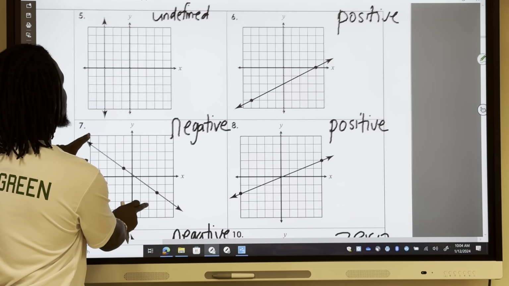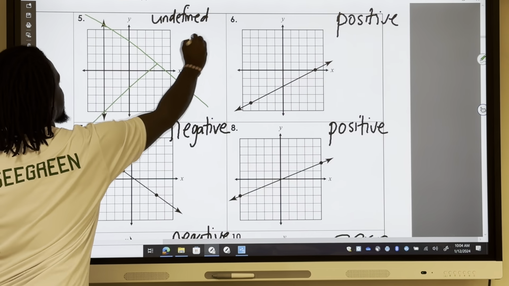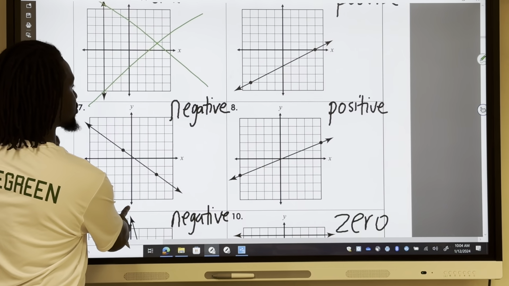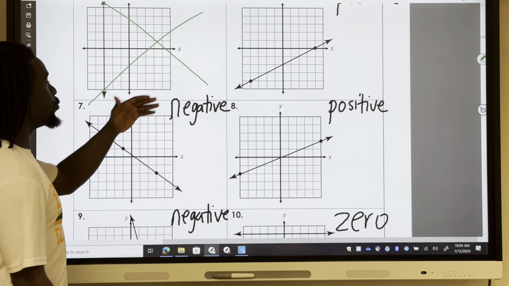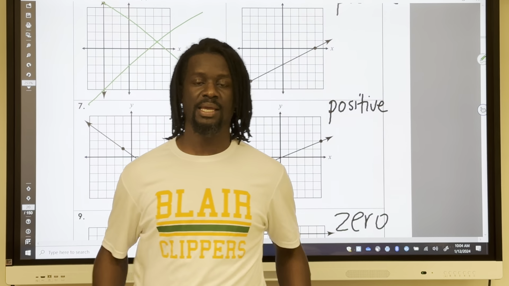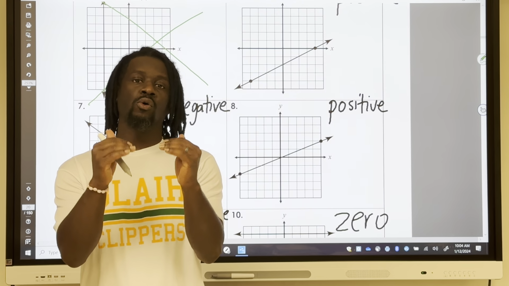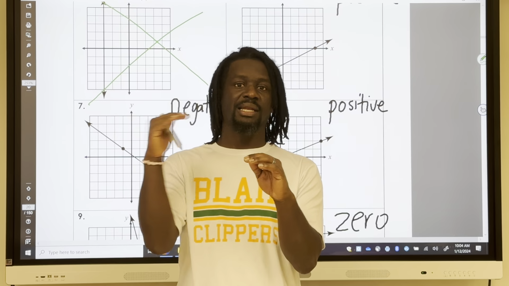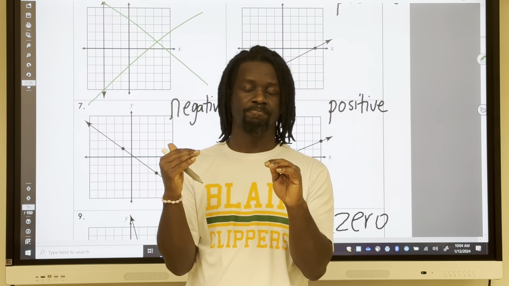Okay. For this next one, you can skip number 5 because the slope is undefined. There's no slope to figure out. But I want you to figure out what is the slope for the rest of these. Okay. And so, guys, again, in order to find it, you rise up or down, then you run left or right. Rise over run. Okay.